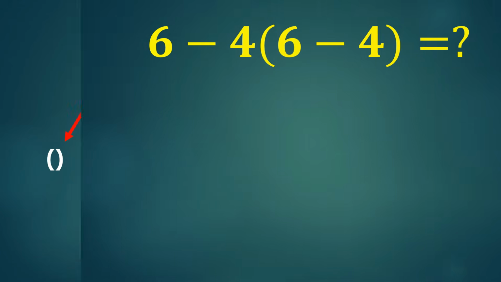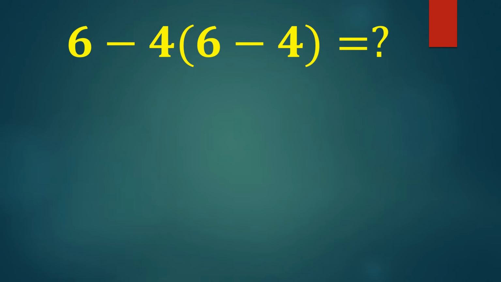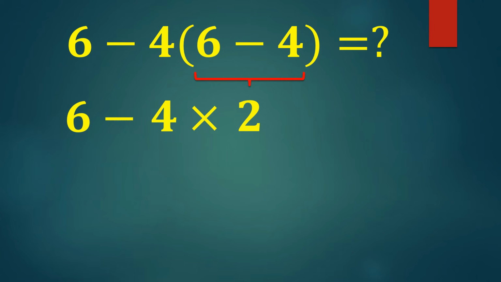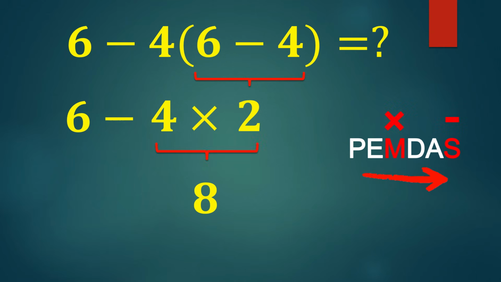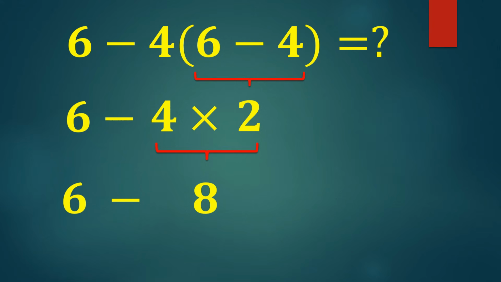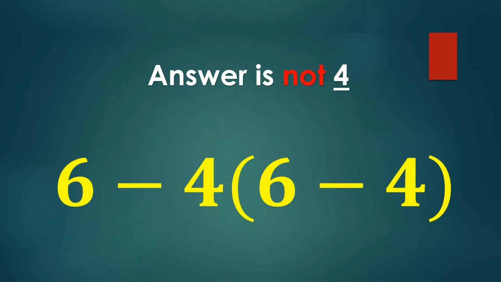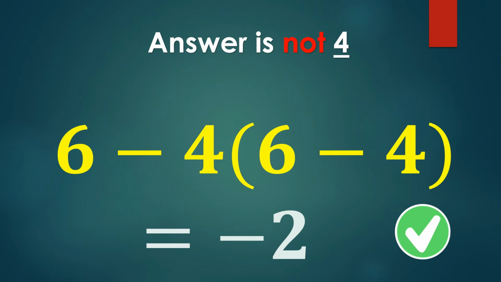So, in this problem, we first do the parentheses. Inside the parentheses, 6 minus 4 equals 2. Now our expression becomes 6 minus 4 times 2. Next, according to PEMDAS, multiplication comes before subtraction. So 4 times 2 equals 8. Now we have 6 minus 8, and that equals negative 2. So the correct answer to this problem is negative 2.